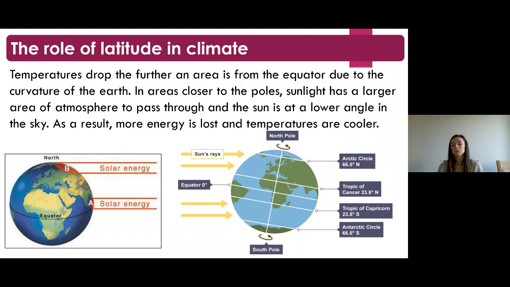In areas closer to the poles, to high latitudes, sunlight has a larger area of atmosphere to pass through, and the sun is at a lower angle in the sky. As a result, more energy is lost and temperatures are cooler. But remember, as I told you earlier, the Earth is tilted.